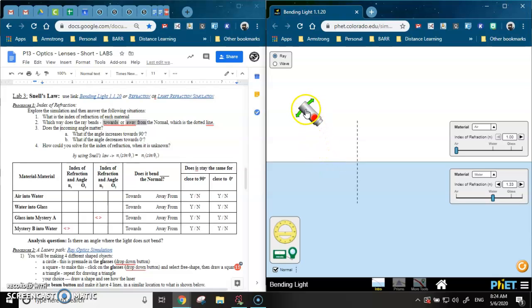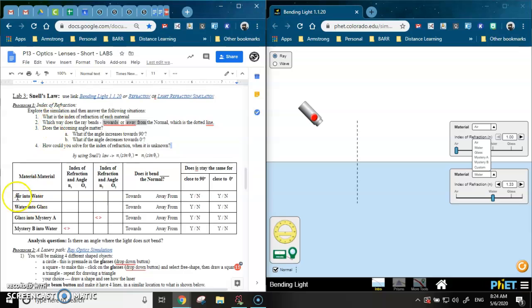When you come here, I have a laser with an on-off switch, the red button. Over here, I have controls to change the material. Right now I have air. The white screen up here is all air, and the blue screen down here is water. On the pop-up menu, there are other options: air, water, glass, mystery A, mystery B, and custom. I can just change the index of refraction to be whatever I want and see how it works.